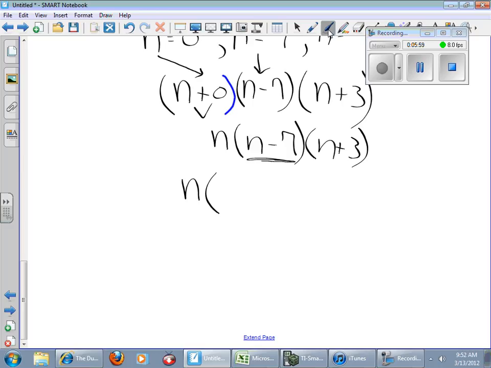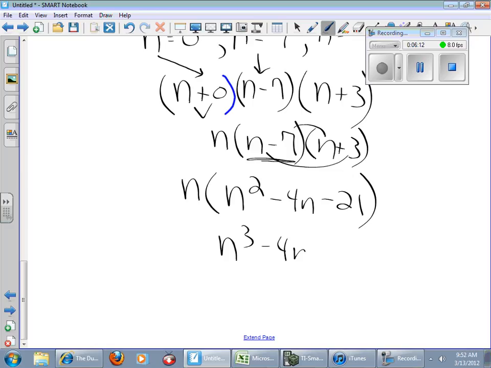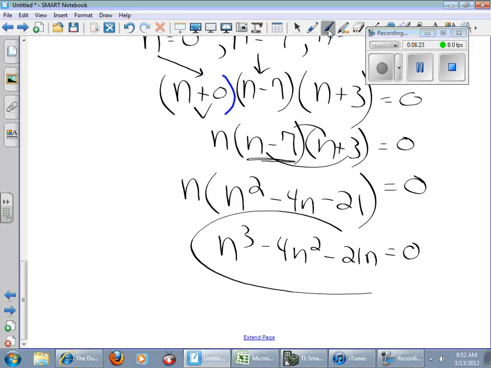So I'm going to get an n squared. I'm going to get a minus 4 and a minus 7 and a plus 3 is a minus 4n, and then a minus 21. And then when I distribute, I will get n cubed minus 4n squared minus 21n. And I do need that to equal 0. I should have put that in the beginning. Okay, and there is my equation. Without the equal 0, it's not an equation, it's just an expression. So make sure you're answering the question.